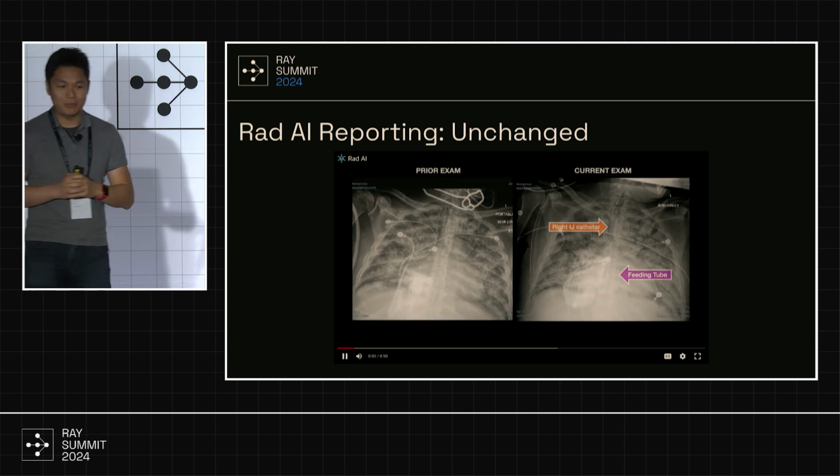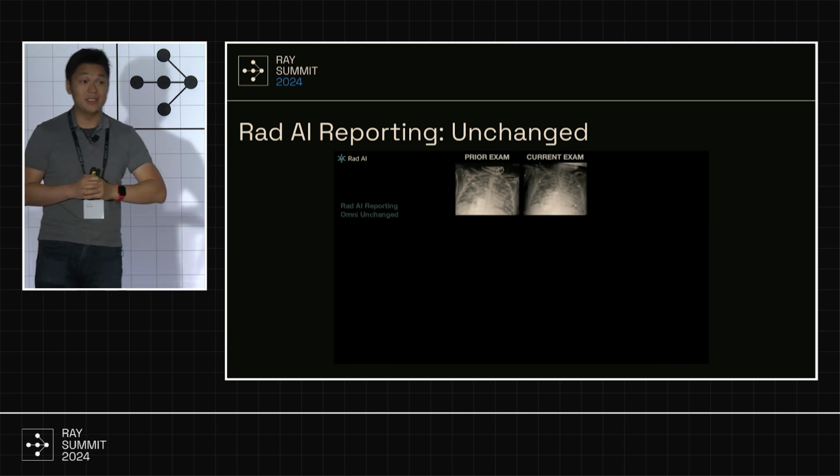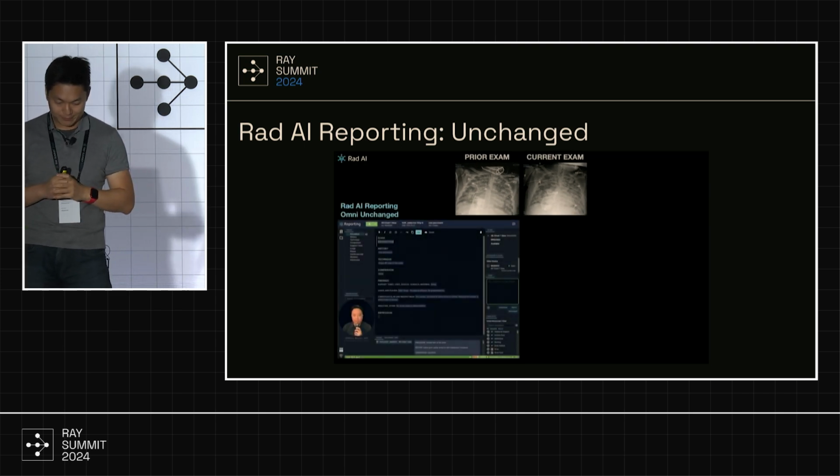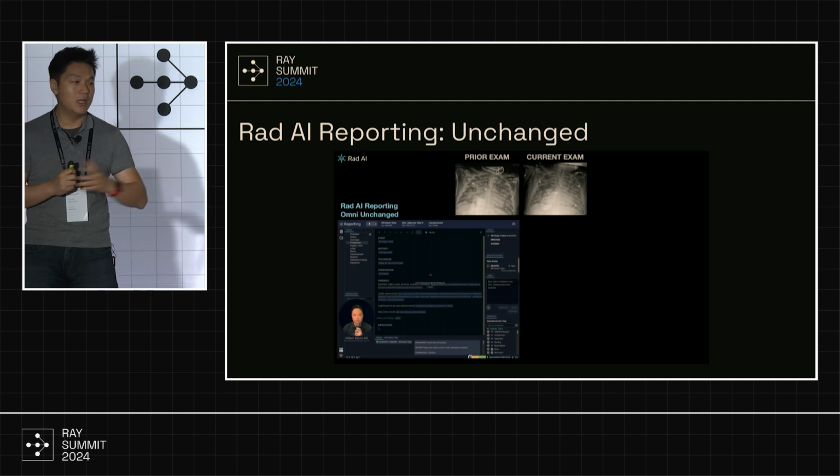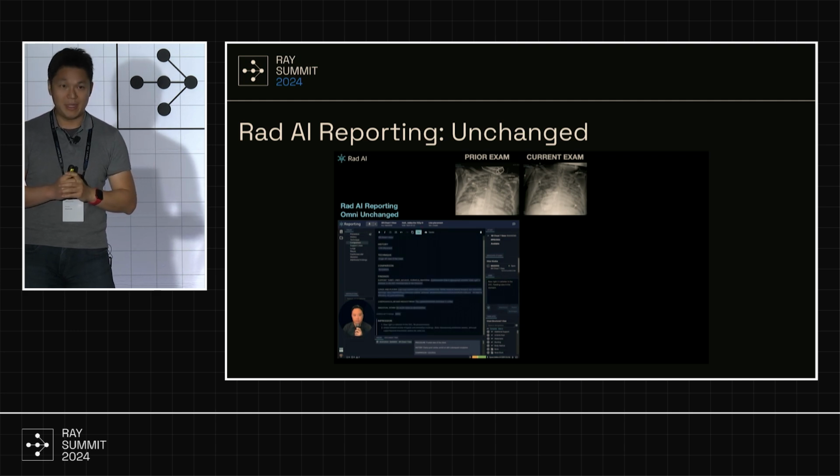The left side is a prior exam, and the right side is the current exam. New right IJ catheter in the SVC, period. Feeding tube in the stomach, period. Otherwise unchanged. It takes a few seconds, and it can generate everything else based on all the prior reports and metadata.